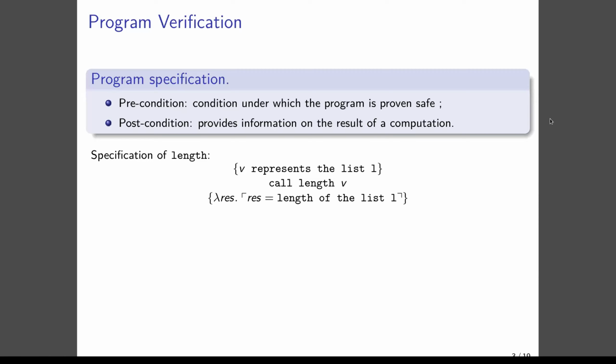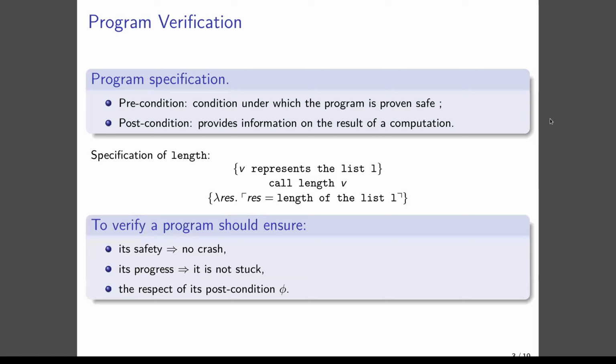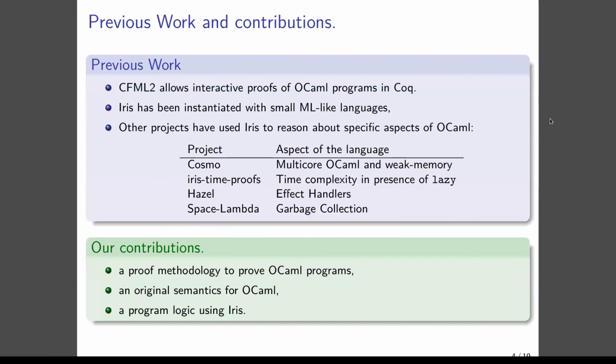For example, for a length function computing the length of a list L, you can call the length function on an OCaml value v, which represents some list L, and the result will be the length of the list. When we verify a program, we should make sure that the proof ensures the safety of the program, so there should be no runtime crash, that is, progress: the program will never get stuck, and the program will satisfy its postcondition.